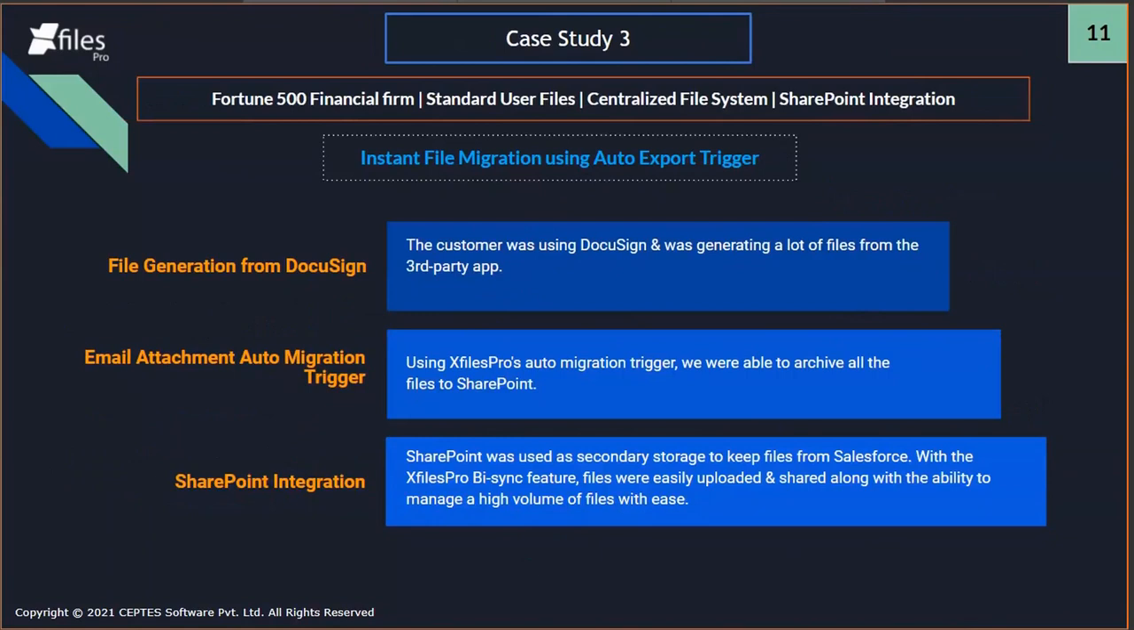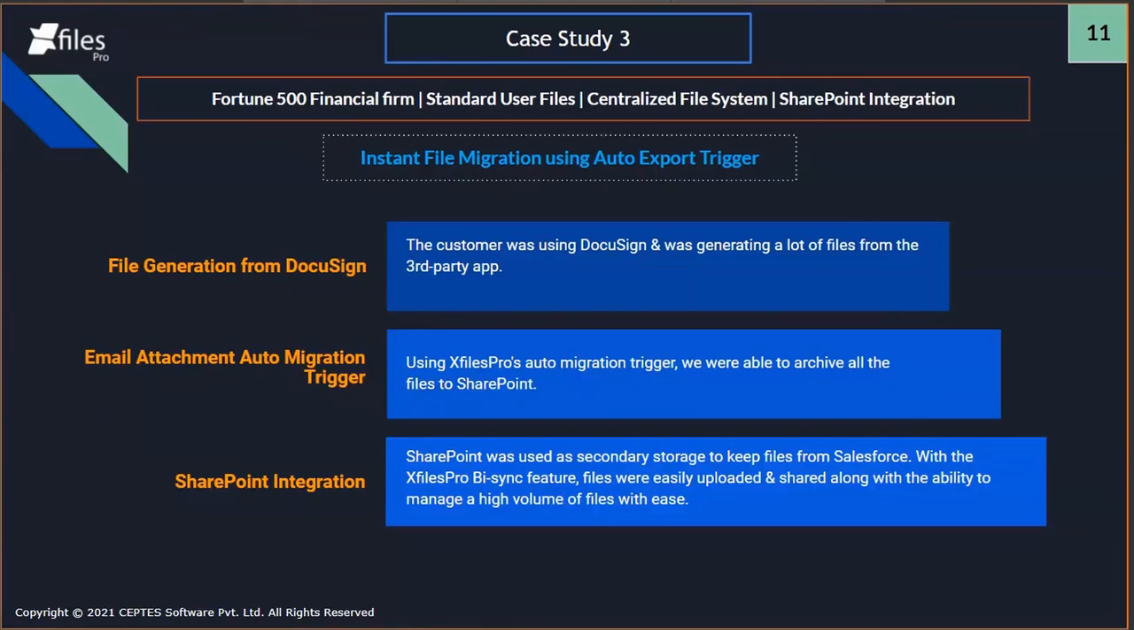Now, this is an example. For your case, it could be Conga, it could be any other application. But let's talk about this specific use case. This customer had files being generated by DocuSign, and they had a lot of files being generated every day. And what they wanted is, as soon as the file is generated, it should move to SharePoint. And the second thing they wanted is, they had email to case as well. There were a lot of service agents and service customers creating a lot of cases, so every day they send emails with some kind of attachment.